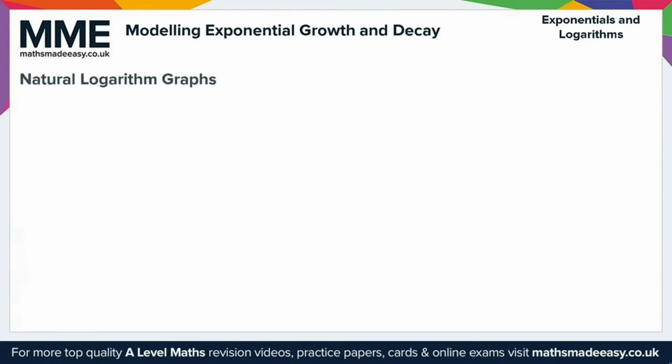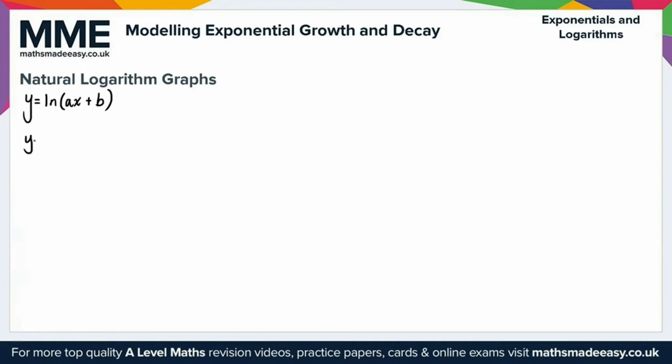Let's move on now to take a look at natural logarithm graphs. You also need to know how to sketch y equals the natural logarithm of ax plus b. The best way to do this is step by step. Step 1, we find where the graph intercepts the axes. The y-intercept, where it cuts through the y-axis, is at x equals 0.